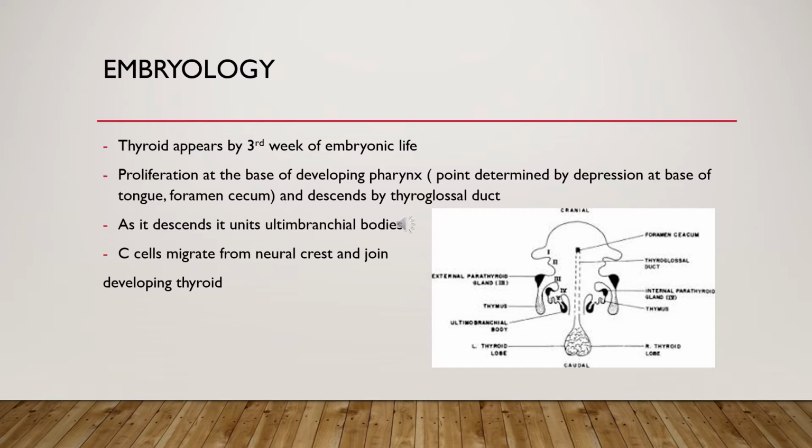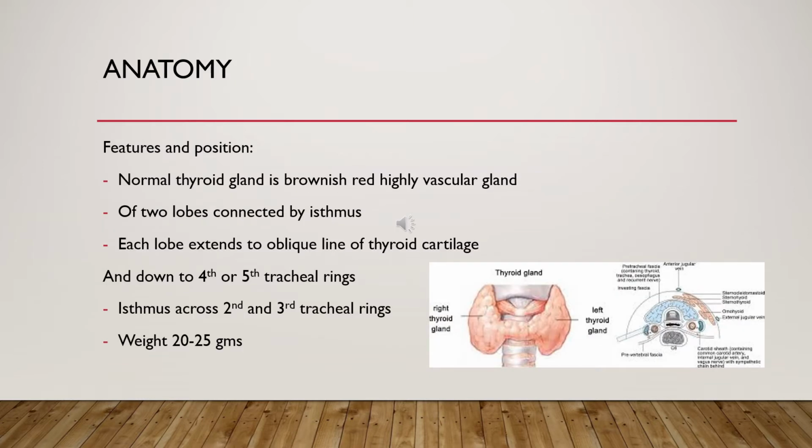C cells migrate from the neural crest and join the developing gland. The normal thyroid gland is brownish-red, a highly vascular gland. It consists of two lobes connected by an isthmus. Each lobe extends along the oblique line of the gland upward and downward to the fourth or fifth tracheal ring. The isthmus overlies the second and third tracheal rings, and normally the gland weighs from 20 to 25 grams.